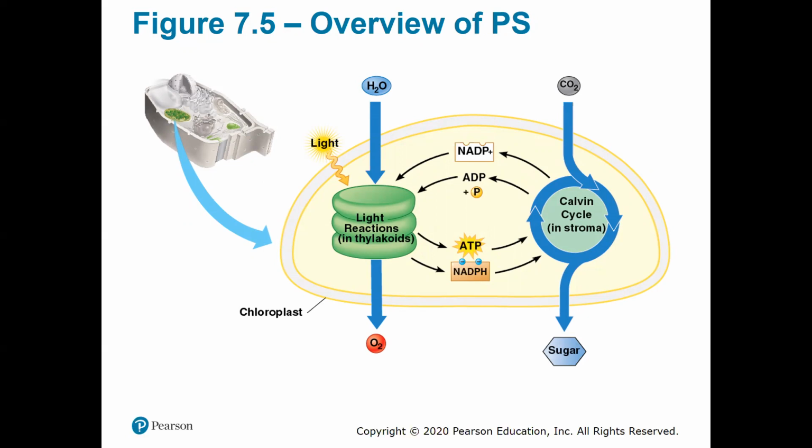So this is just a summary of the two stages of photosynthesis. You have your light reactions that occur in the thylakoids, where light and water are required, and oxygen is released as a waste product. And the light reactions will produce ATP and NADPH, which will be used in the Calvin cycle along with carbon dioxide to create sugar. So the goal of photosynthesis is to create a sugar molecule.